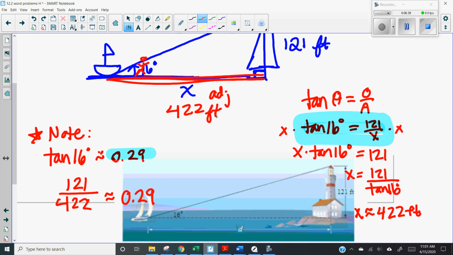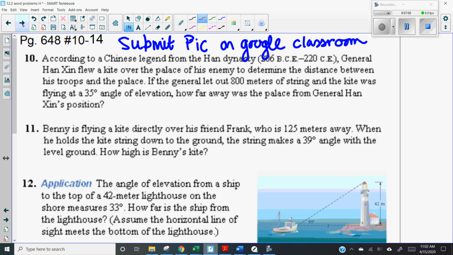If this side is 121 and you want a 16-degree angle, the only side length you could have here is 422 feet. If you were trying to draw this perfectly on paper, and get an actual 16-degree angle and truly 121 feet, the only way that's going to work out is if you make this side 422 feet. Nothing more to do with that. I'm just trying to get back to conceptually what's actually going on here because these trig functions are really challenging.